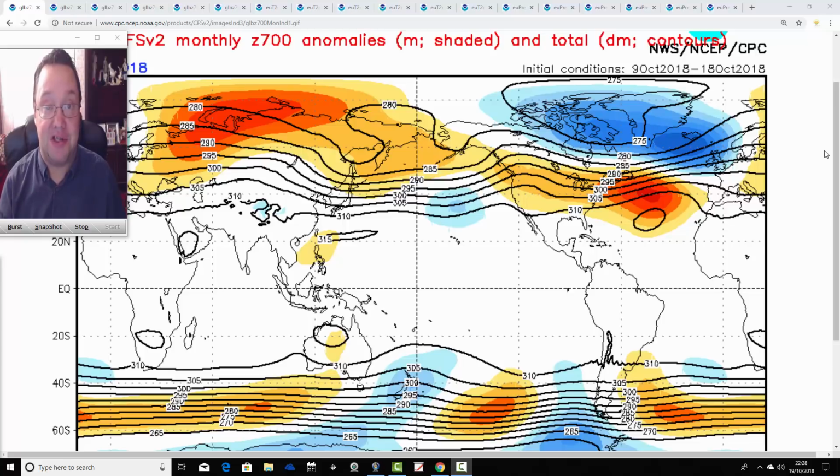So as the name suggests on the tin, we're going to go 6 months ahead with the long range CFS V2 model. And this is just for fun. It's taking us from November next month through to April 2019. So it will cover the full winter 2018-2019 period.